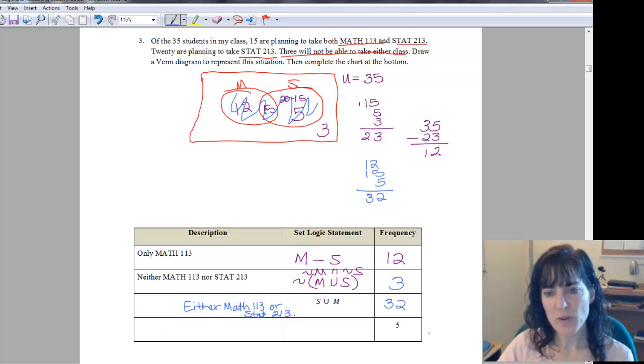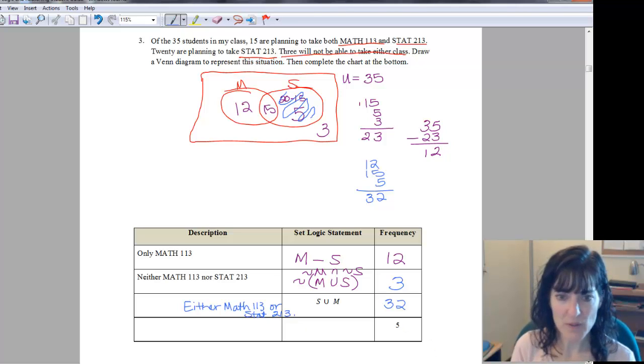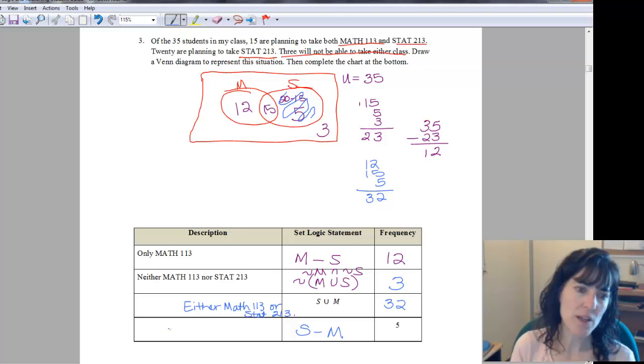Okay, next one. On this one, all we have is a frequency of 5. So I'm looking, where do I have just 5? And I see it there. It's just this portion here. So there's my 5, so that's going to be S, because I want everything that's in S, minus anything that's also in M. So I'll do S minus M, and that means only Stat 213.